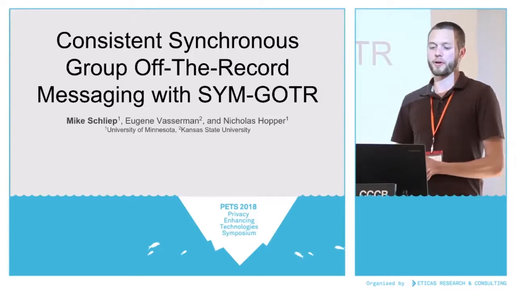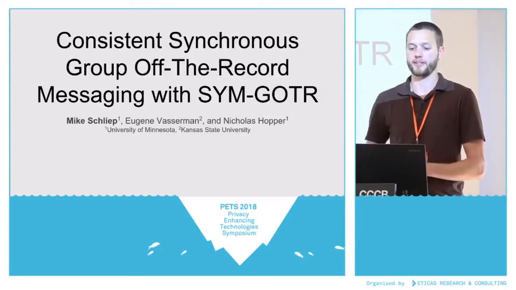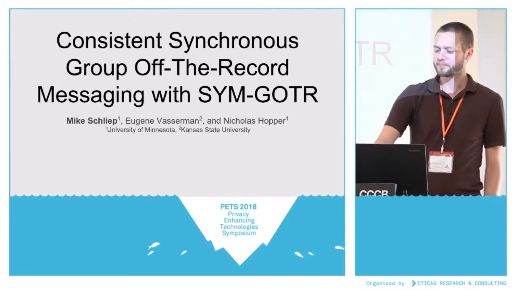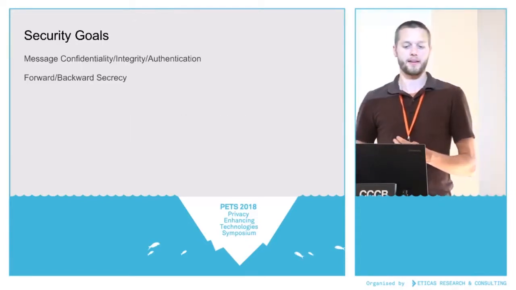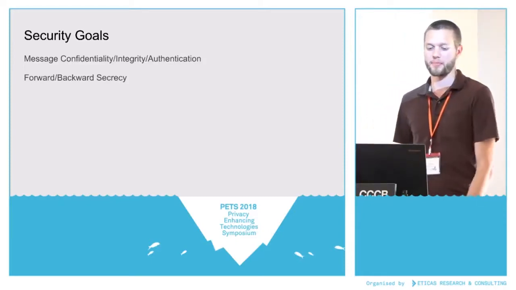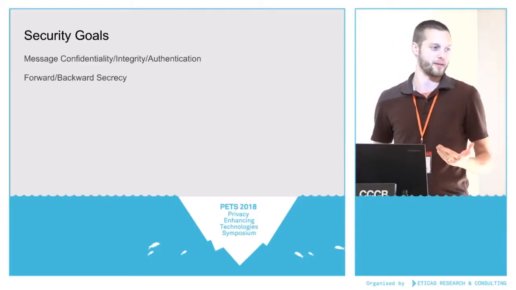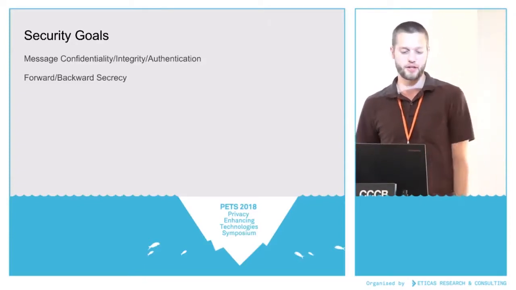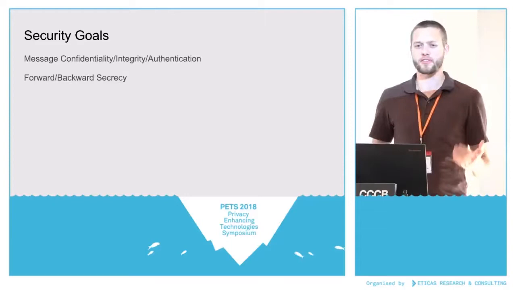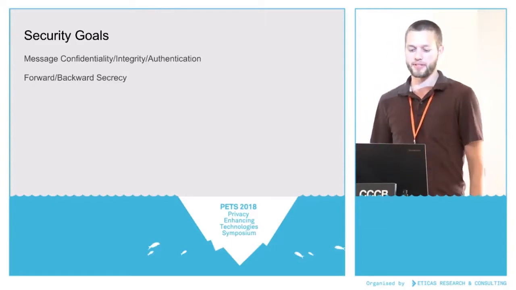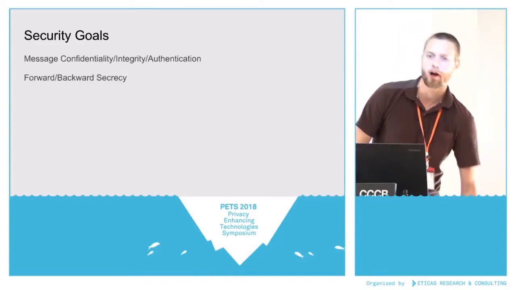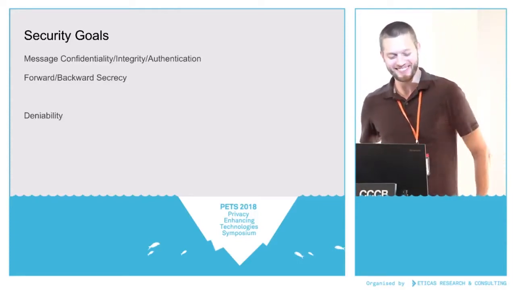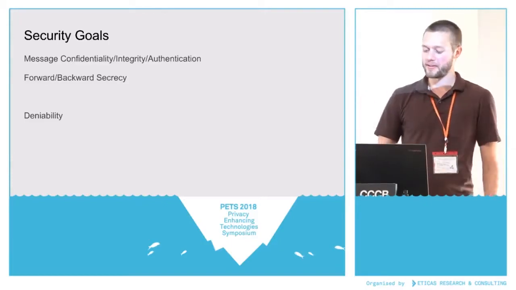In this work, we are focusing on designing a protocol that provides consistent, synchronous, group off-the-record messaging, and we call that SYM-GOTR. The goals that we want for this consistent group off-the-record messaging are that of your normal messaging protocols. So we want message confidentiality, integrity, and authentication. We also want to limit the scope of compromise, so we want forward and backward secrecy. But for off-the-record messaging, we would also like some deniability, which apparently is a heated subject. But so we want deniability.